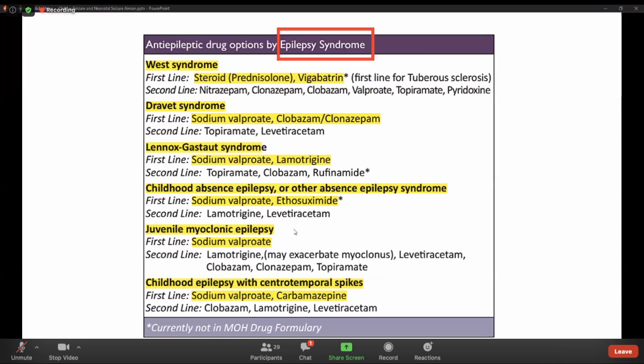So if the child has an epilepsy syndrome, and we have established the diagnosis of the syndrome, these are the drugs that should be given to the patient. For West syndrome, there is steroid or gabapentin, and then for Dravet syndrome, sodium valproate. Most of them are sodium valproate.